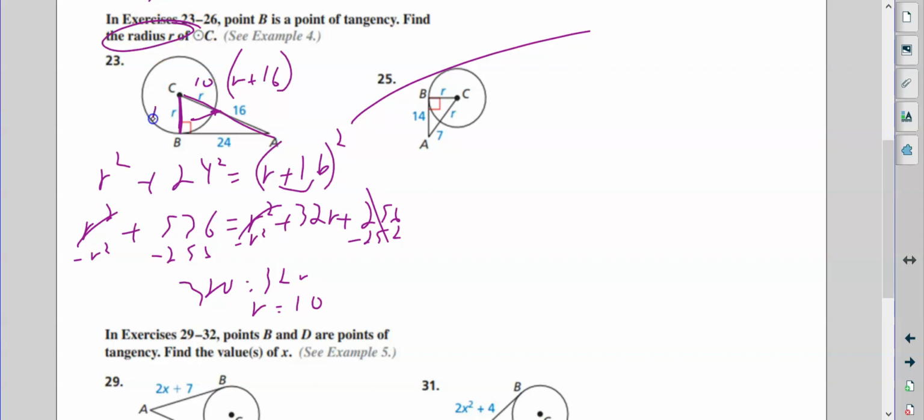So this is 10 and this is 10. And the beauty is you could actually now check and plug that in. You could do 10 squared here, and this would be 26 squared when you plug it in and check the math.